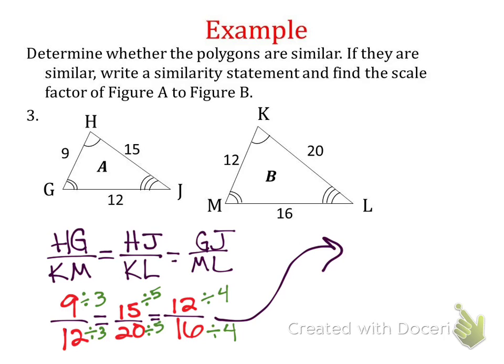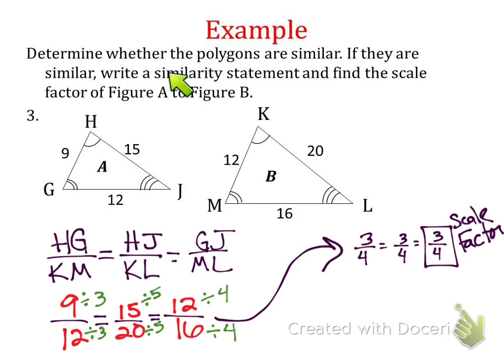So after the reducing, we get the same fraction all the way through. If you get the same fraction all the way through, these two triangles are definitely similar. So 3/4 is the scale factor. And then let's reread the directions. Determine whether the polygons are similar. If they are similar, we need to write a similarity statement.